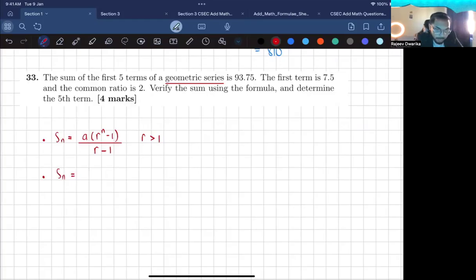And you have another formula. What's the other formula, when r is less than 1? S of n equals a in brackets 1 minus r to the power n, over 1 minus r.